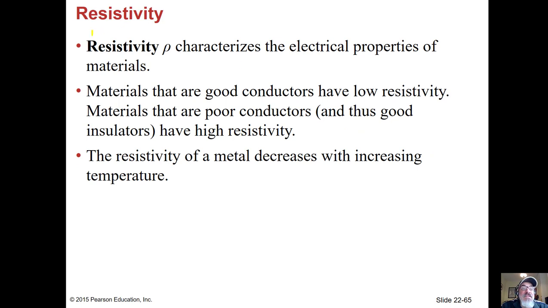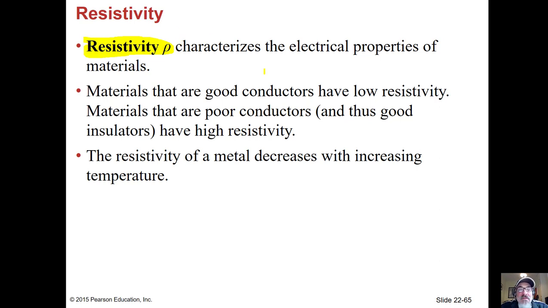Okay, so resistivity. This could be confusing. It's called resistivity. It's a property of the wire. So copper has its own resistivity. Iron has its own resistivity. Now it's related to resistance. That's what makes it tricky maybe. But the resistance depends on how long the wire is, how thick the wire is, what it's made out of. In other words, resistivity. The resistivity is just a number associated with whatever it's made out of.